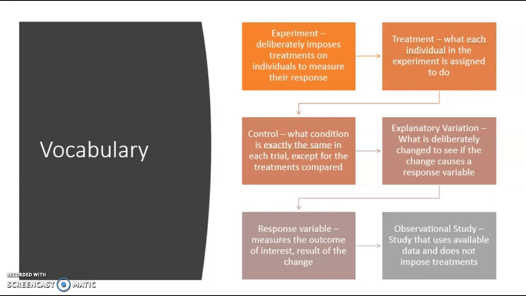Explanatory variable, should say here, is what is deliberately changed to see if the change causes a response variable. And then the response variable, of course, is going to be measuring the outcome. And slightly different is an observational study, and that's just a study that uses already available data and it does not impose a treatment. So there will be quizzes and tests later, and you'll have to decide whether something is an observational study or an experiment, and that's pretty much it right here. Does it impose a treatment or not? So if there is a treatment involved, then you're going to experiment. If not, it's probably observational.